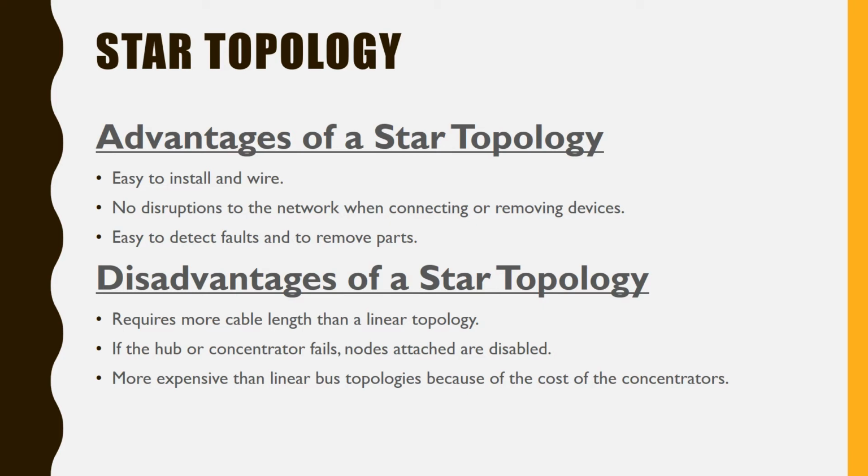If the hub fails, in case the central concentrator or the hub fails, then the whole network is down. So the main drawback with this network is that the hub should be very good and very well maintained to keep the network up always. More expensive than linear bus topology because of the cost of concentrators.